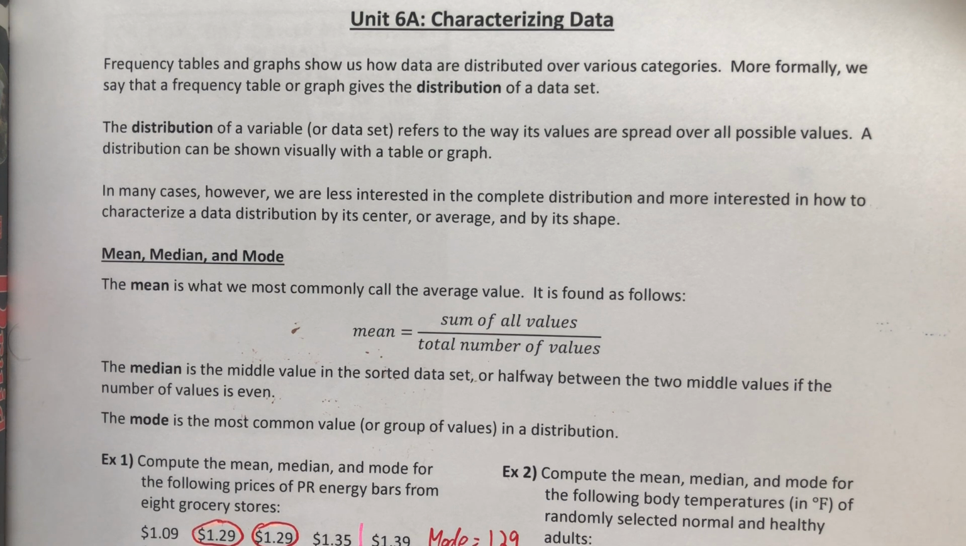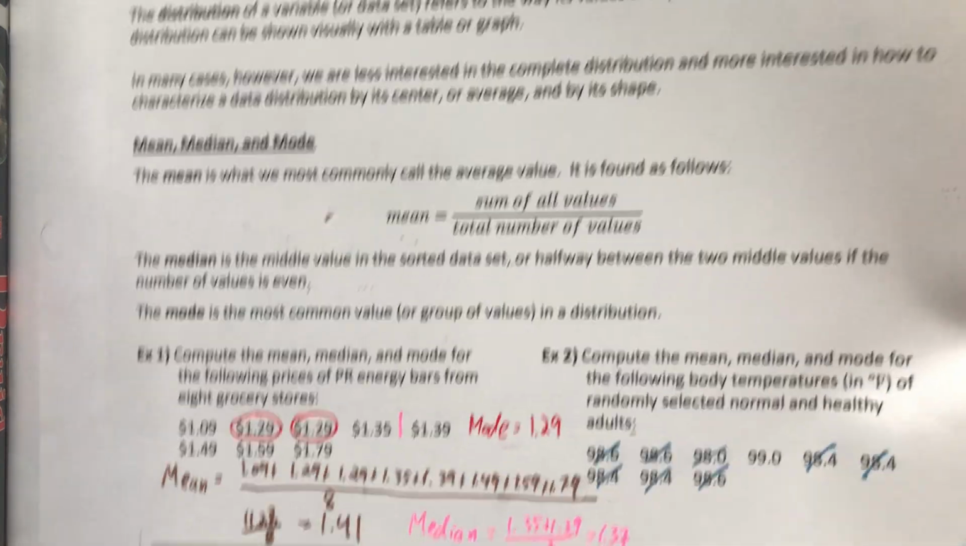The median is the middle value. And in order to find the median, you need to put the numbers in order from smallest to largest and then find the middle one. If there happens to be an even number of values, then you take the two middle ones and find the average between them. The mode is the most common value that shows up. All right, so a couple examples.